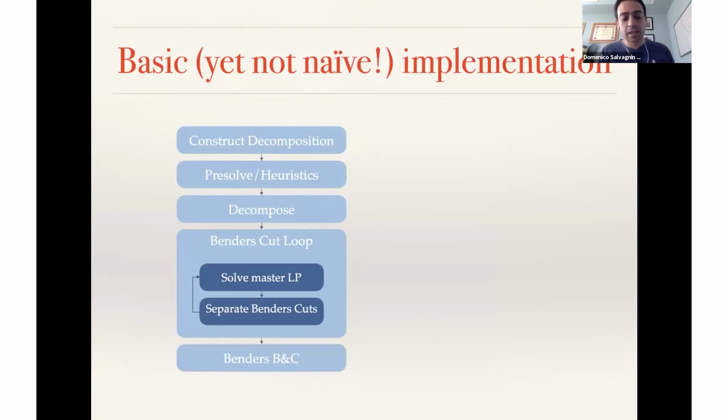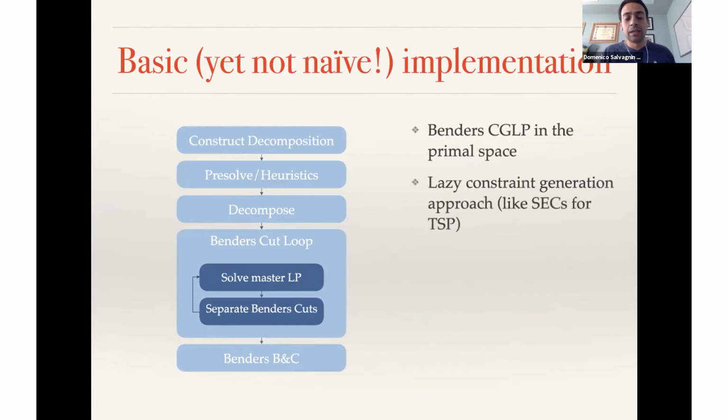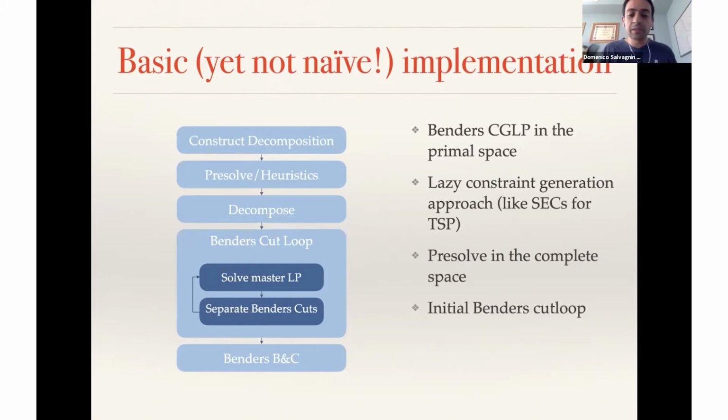And finally, we move to the final stage, which is Benders branch and cut. This is a regular branch and cut of the master problem, which is now solved as an integer program, where we separate Benders cuts on the fly. As I was saying, this is a basic implementation in many ways, but still not too simplistic. The cut generating LP is formulated in the primal space, which is already quite a difference from how you mostly see it in papers. We do not solve a MIP at every iteration, but we separate Benders cuts on the fly as lazy constraints, pretty much as you would separate subtour elimination constraints for the TSP. We do some steps in the complete space to get benefit from that, like presolve. We have this initial Benders cut loop, and we already have some normalization, in particular what we call the L1 normalization, to separate feasibility cuts. So again, this is maybe not the most advanced thing, but still not too naive.